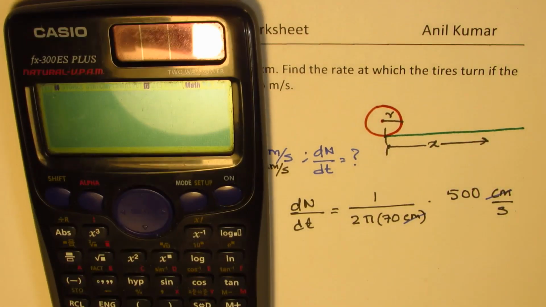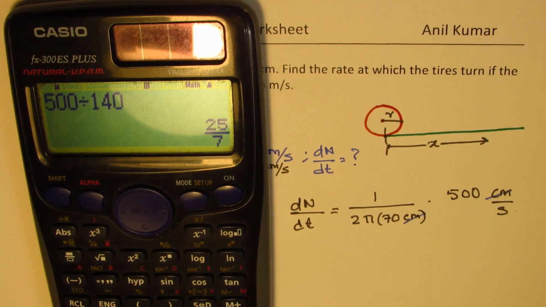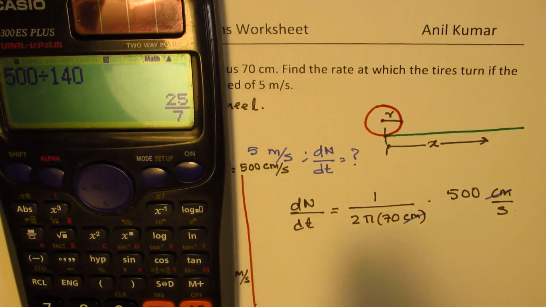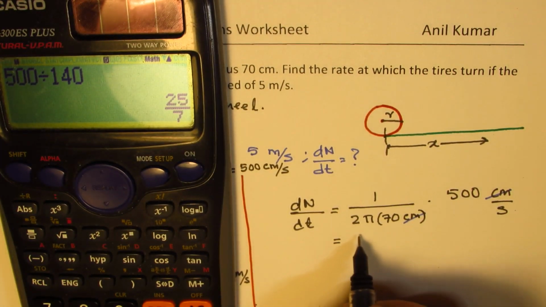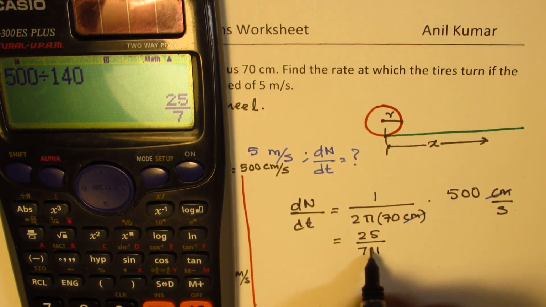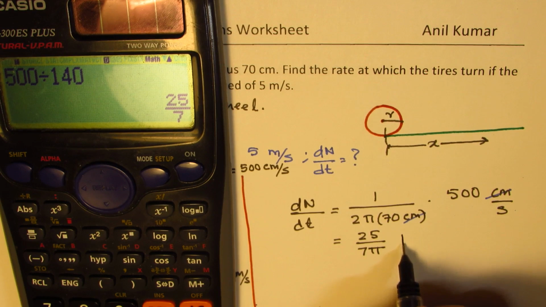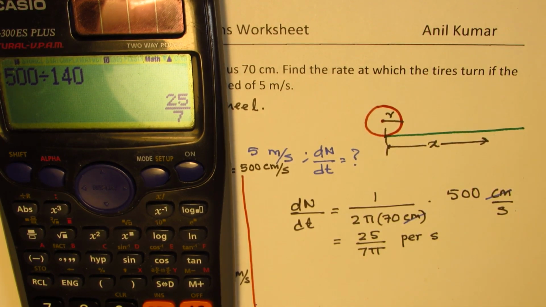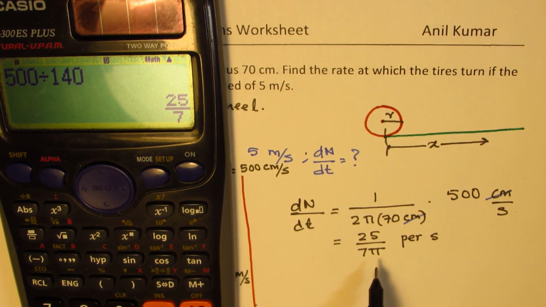So let's use the calculator this time. So we have 500 divided by 140. Okay. So you could write this as equal to, if they are asking for exact value, you can write this as 25 over 7 pi, right? So you could do this per second. Is that clear? Otherwise, we can actually divide this by pi and get it in decimals also, right?